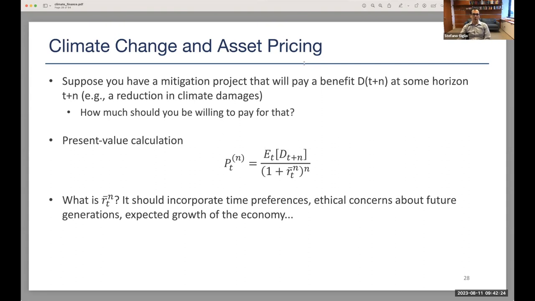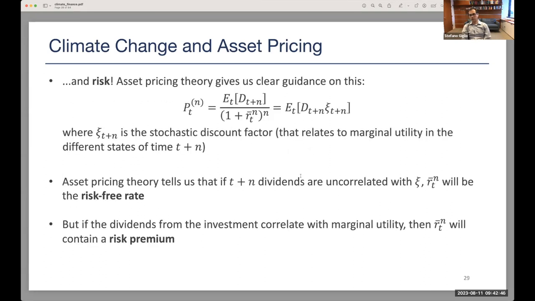Well, you do a present value calculation. You choose some discount rate R bar that is appropriate for that investment, which only pays at the time horizon. That rate should incorporate a bunch of things: your time preferences, expected growth, maybe ethical concerns for future generations, and of course, also risk.